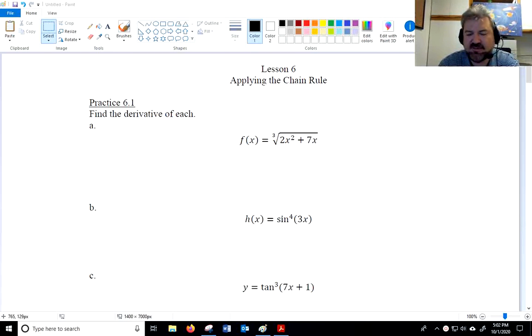Welcome back. Lesson 6 in our Unit 3 of our AP Calculus course. Today's lesson is about applying the chain rule. In the previous lesson, we introduced the chain rule. Now we're just going to practice applying it in a few different situations. So let's get right to it.